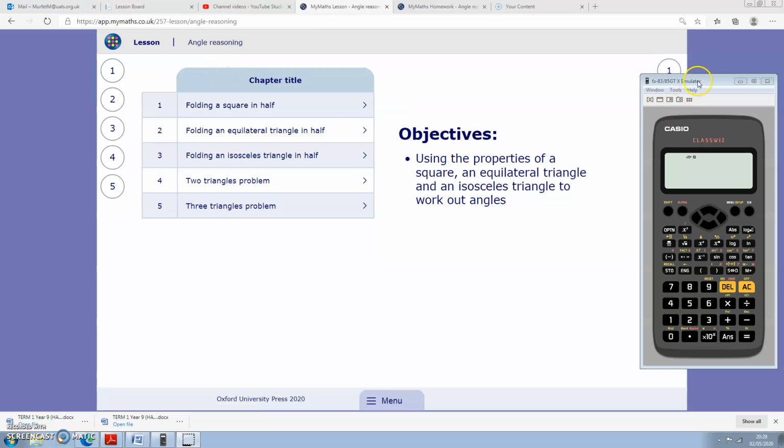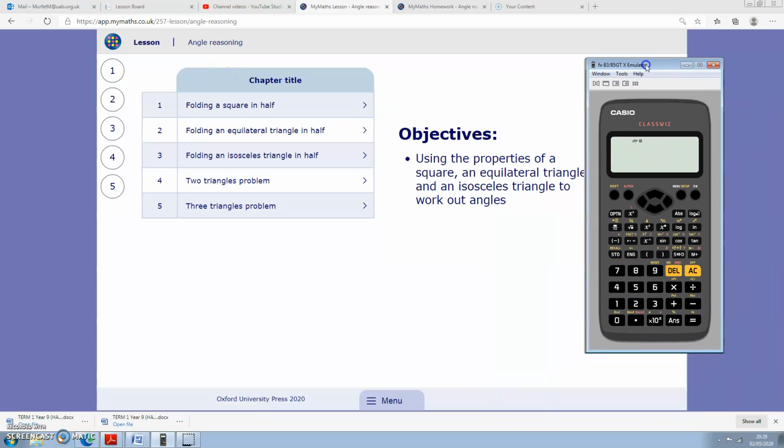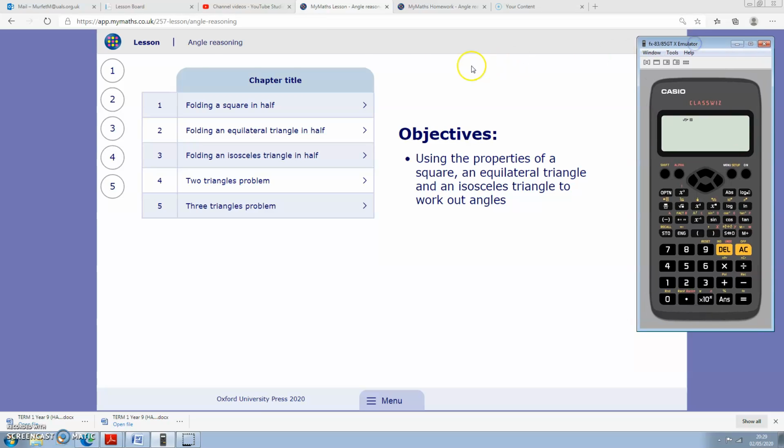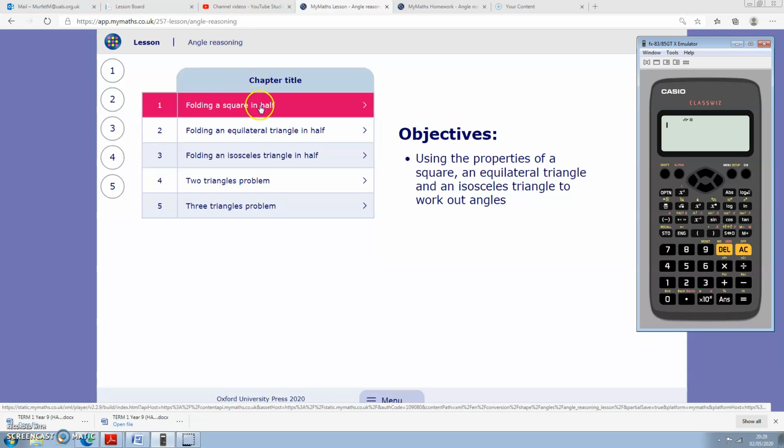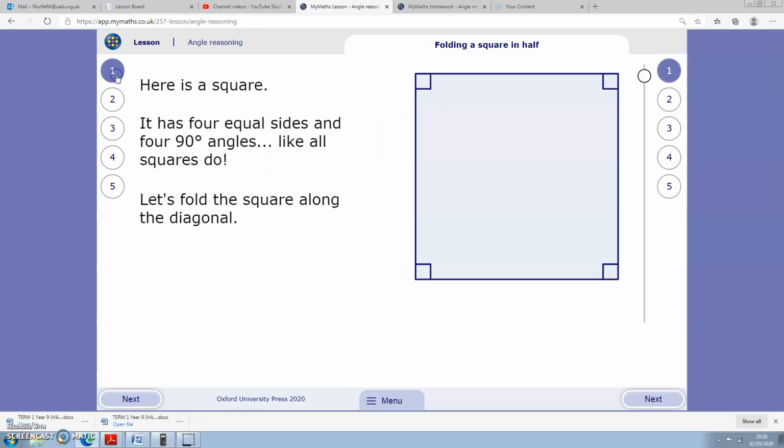Hi all, we're going to look at doing the angle reasoning lesson on MyMaths, and again I'm just going to work through it as if I was a student going through it and talk through some key points. So first part, chapter 1, folding a square in half.